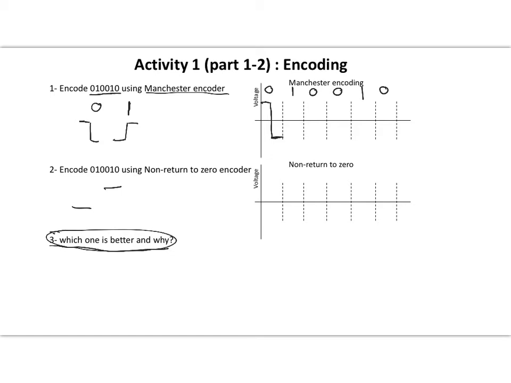So this is the 0. The 1 will be negative first and then positive. Then the 1 will be positive first and then negative. And then another 0, which will be positive first and then negative. So the signal will be like this. And then the 1 will be negative and then positive, and then the 0 will be positive and then negative. So that's how the signal looks.